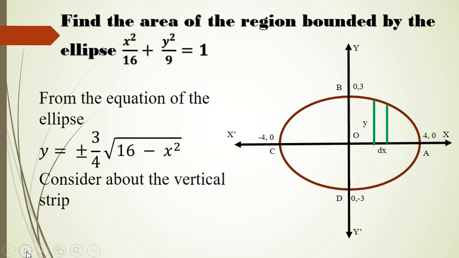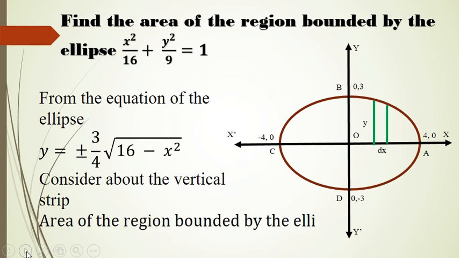Consider the vertical strip. Already I have discussed this vertical strip. The area of the region bounded by the ellipse will be 4 into y into dx, so x changes from 0 to 4. Now we apply the application of integrals. Let's see the next step.